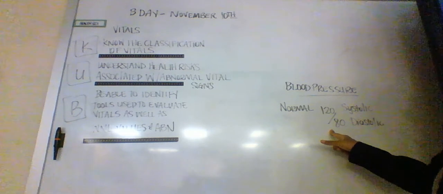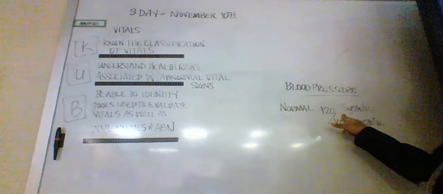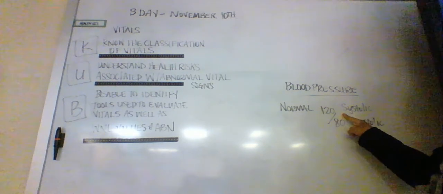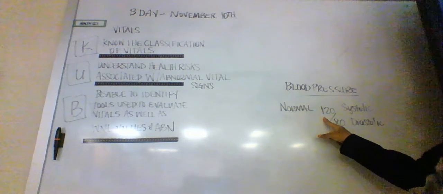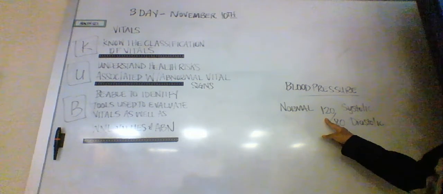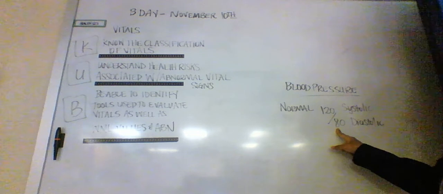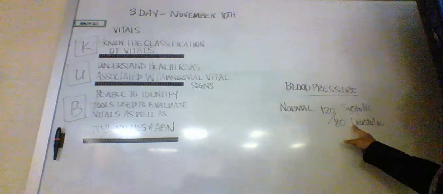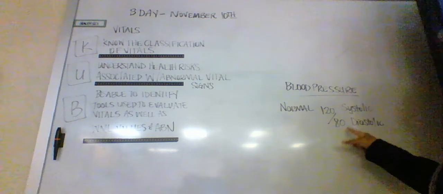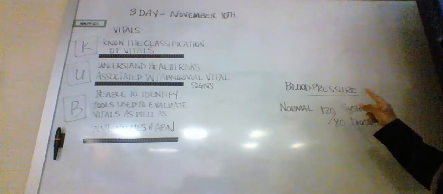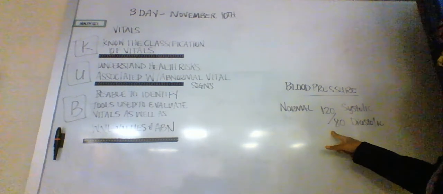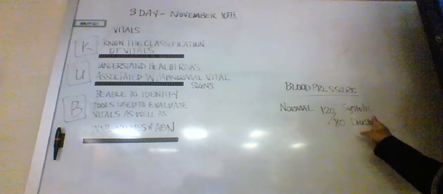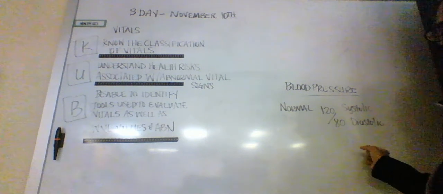So how do we write it? The top number, as I stated before, is the systolic pressure. So that's going to be the higher number. It's going to be on the top. The bottom number is going to be the lower number, which is the diastolic pressure. So again, a blood pressure is written in the form of a fraction. High number on the top, low number on the bottom. Systolic over diastolic.